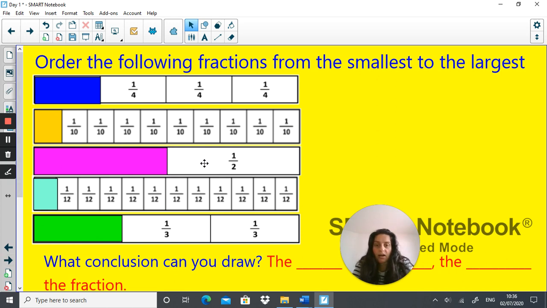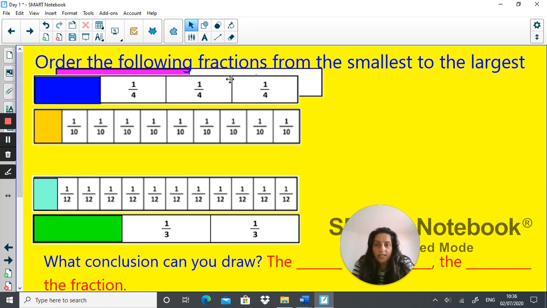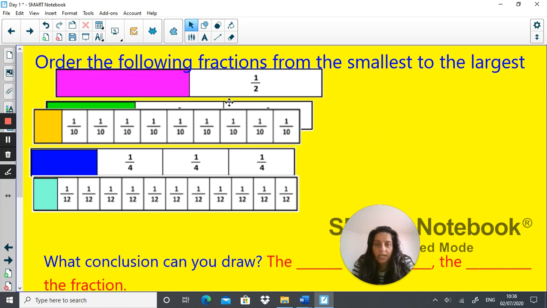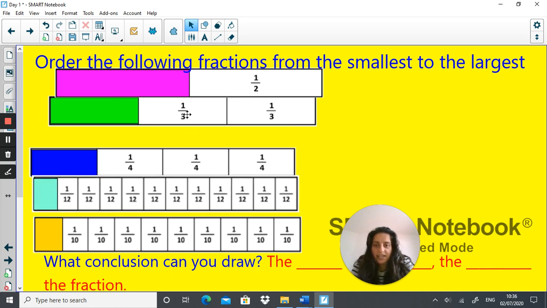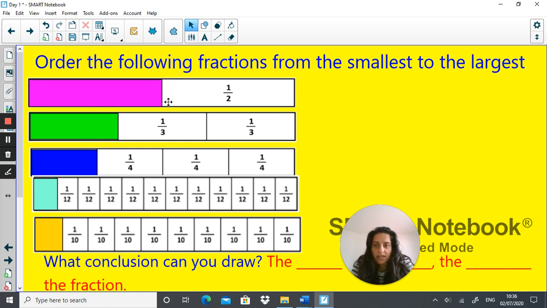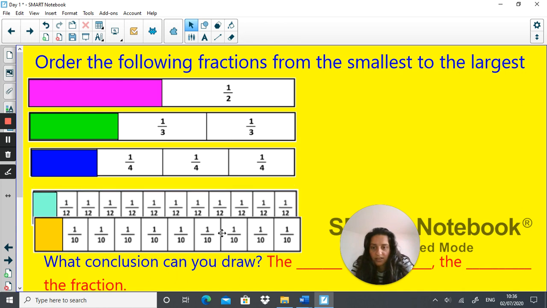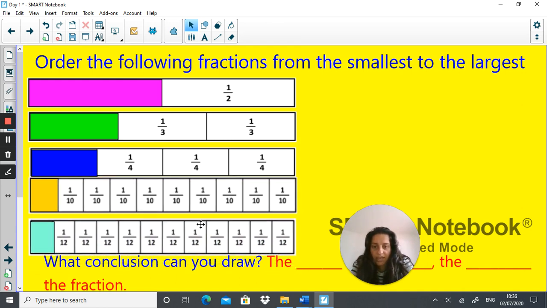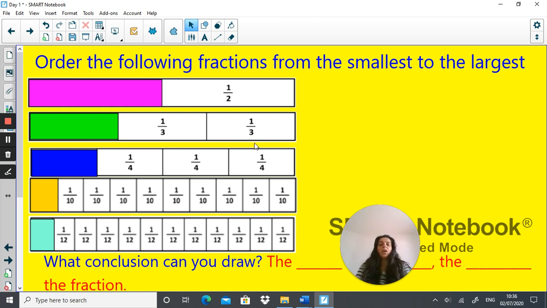So I think you agree that 1/2 is the smallest, followed by 2/3, followed by 3/4. Okay, so then we have 9/10 that go up there, and then we have 11/12. That's the correct order from smallest to largest. Well done if you got that right.